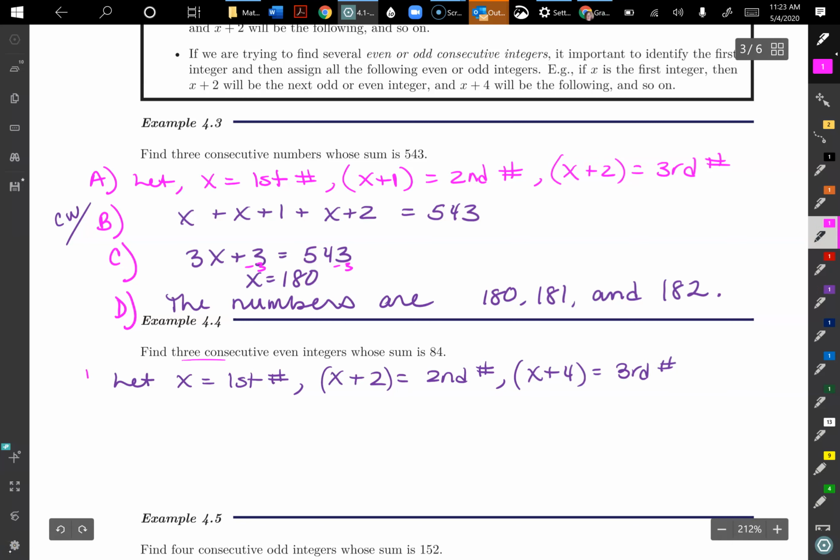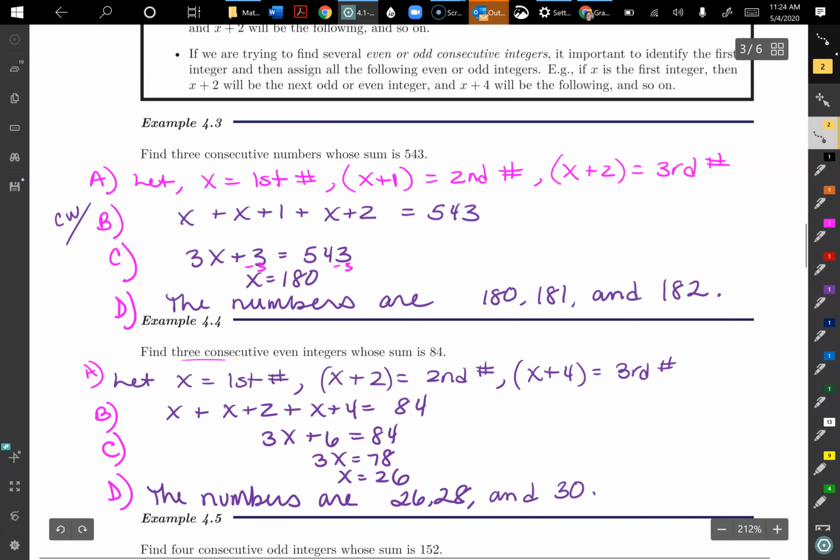Okay, so this is part A, and you don't always have to write the letters, but it's helpful. Let x equal first number, x plus 2 equals second number, x plus 4 equals third number. Then go ahead and add them up to equal 84 and solve. Okay, so here's my equation originally, so that's part B. Then I combine like terms and I solve. I get 26, but I'm not done yet.